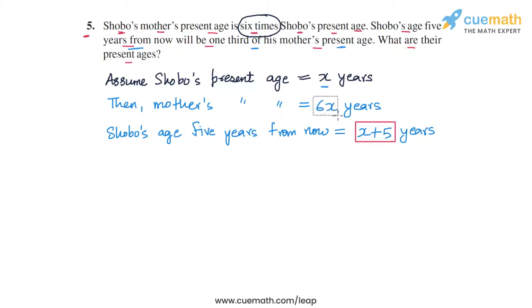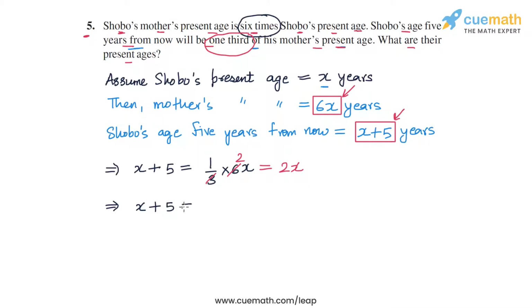So what we have here is Shobo's age 5 years from now is X plus 5 years, and Shobo's mother's present age is 6x years, and we are told that Shobo's age 5 years from now is 1/3 of his mother's present age. So X plus 5 must be 1/3 of 6x, and this is how we get an equation in X. 1/3 of 6x is basically 6 by 3, which is 2, so 1/3 of 6x is 2x. So the equation we get is x plus 5 equal to 2x.